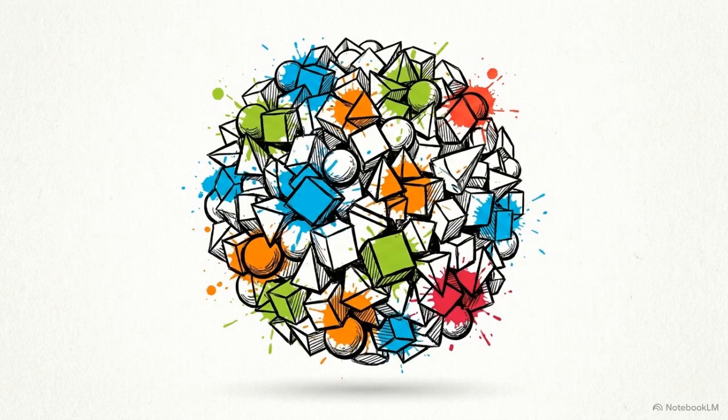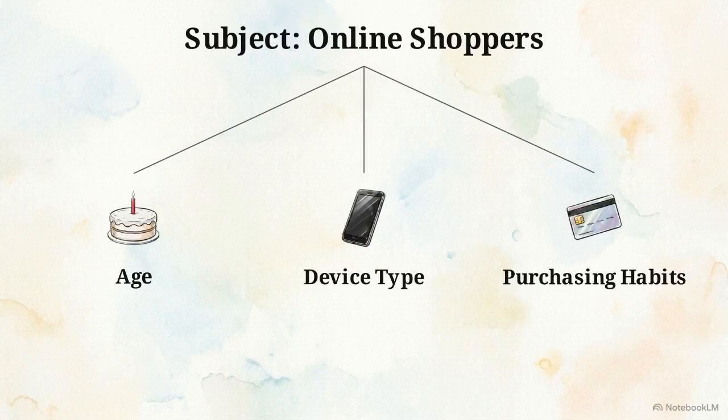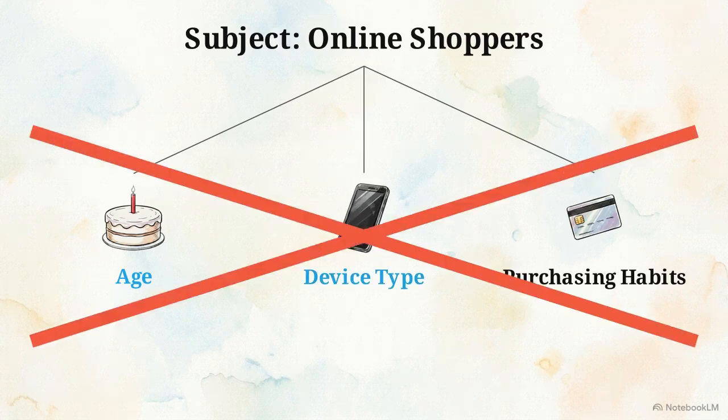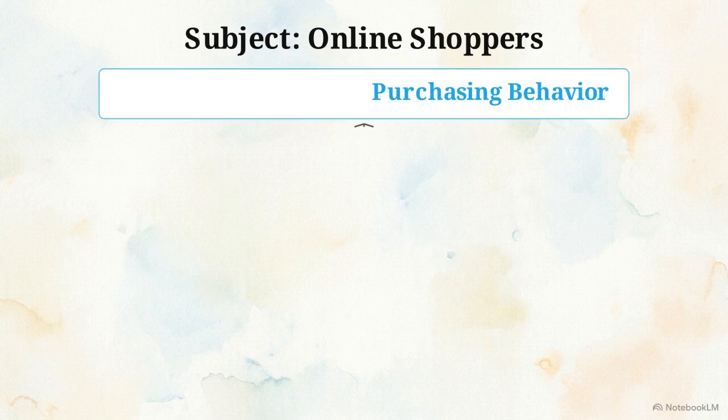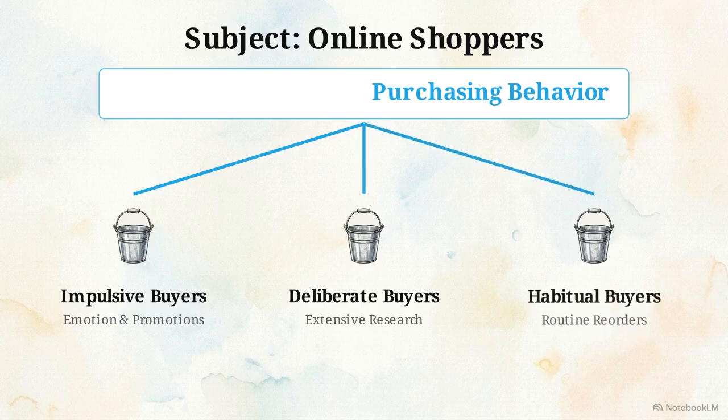reader. Step 1. Look at your broad topic and divide it into exactly 3 categories using a single lens, one consistent rule for how you are sorting your items. Using different criteria for different categories will confuse your reader. If your topic is online shoppers, you cannot group them by age and then suddenly group them by device type. By strictly using purchasing behavior, the topic cleanly splits into 3 distinct buckets: impulsive buyers, deliberate buyers, and habitual buyers.